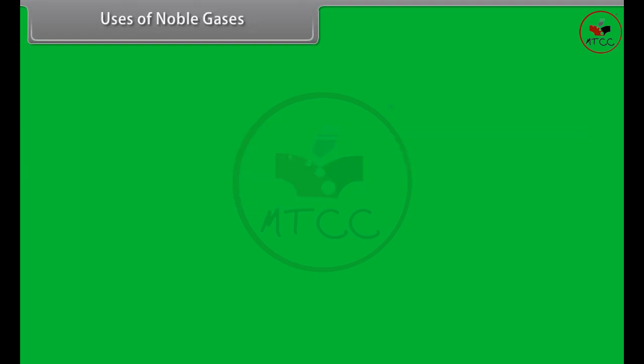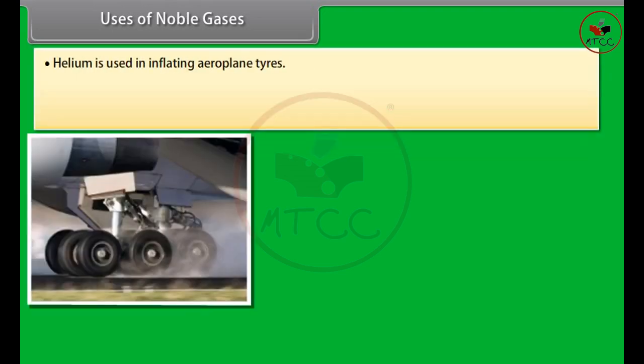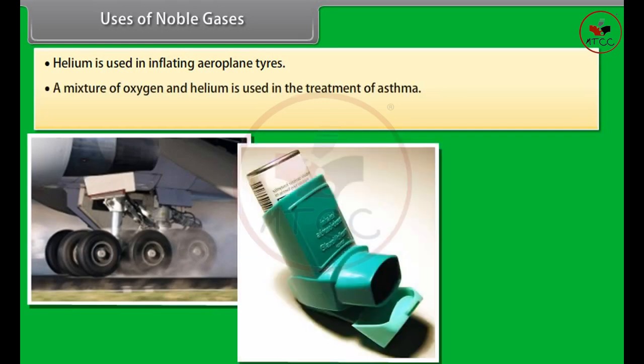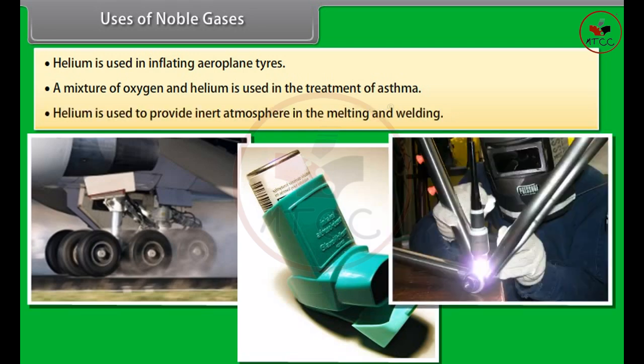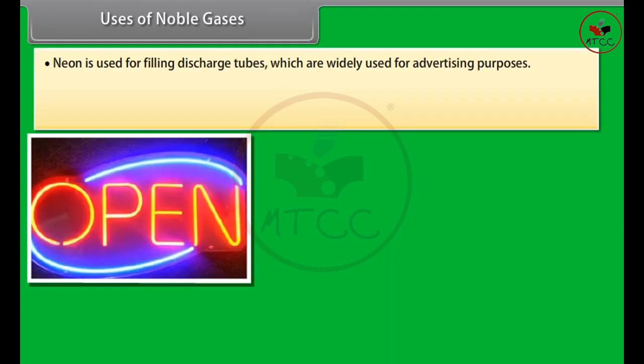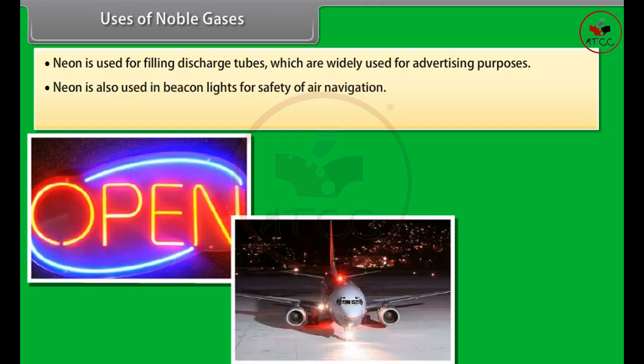Uses of noble gases. The important uses of noble gases are the following. Because of the lightness of helium, it is used in inflating aeroplane tires. A mixture of oxygen and helium is used in treatment of asthma. Helium is used to provide an inert atmosphere in melting and welding. Neon is used for filling discharge tubes which have characteristic colors and are widely used for advertising purposes. Neon is also used in beacon lights for safety of air navigation, as the light possesses fog and storm-penetrating power.